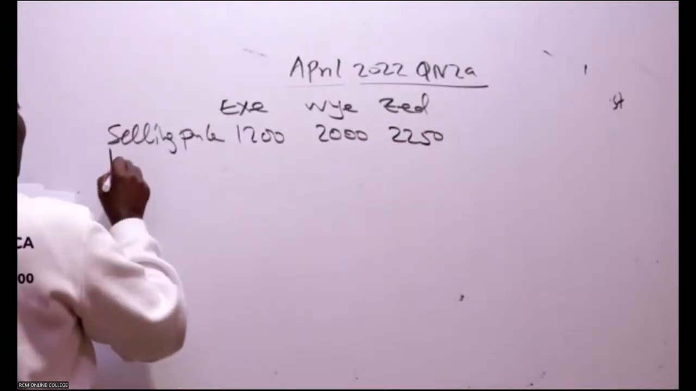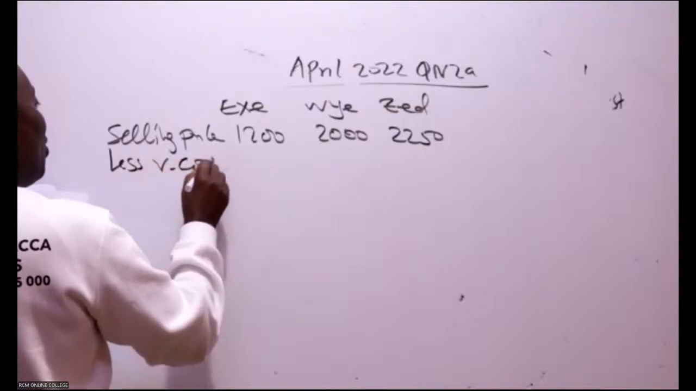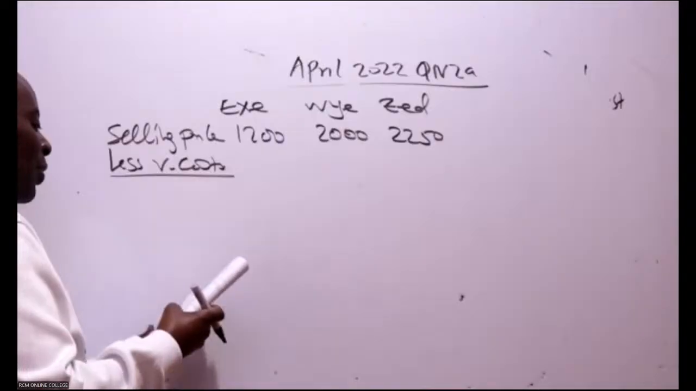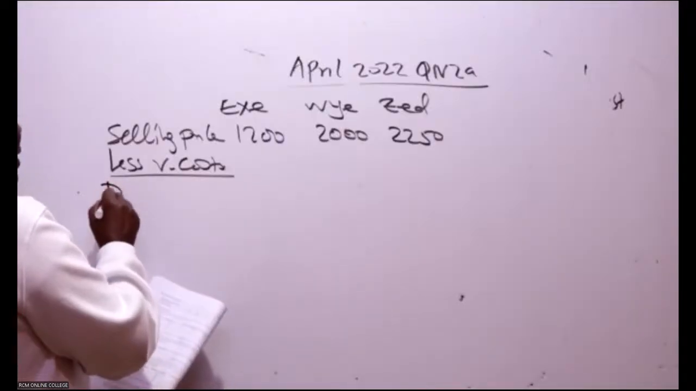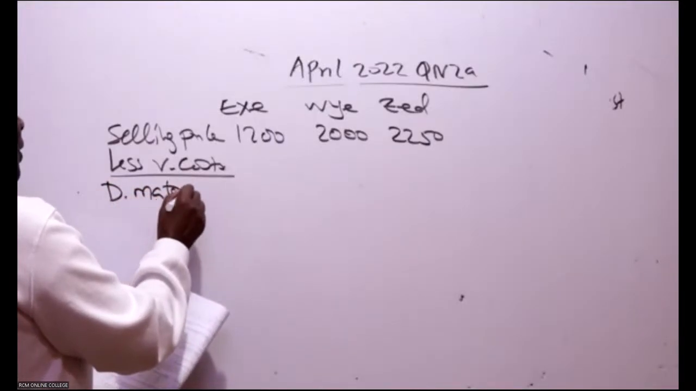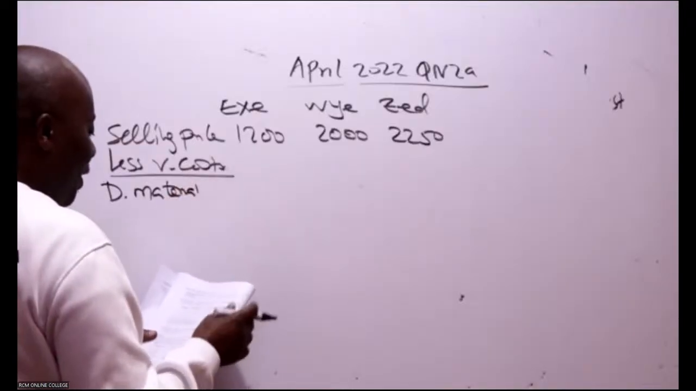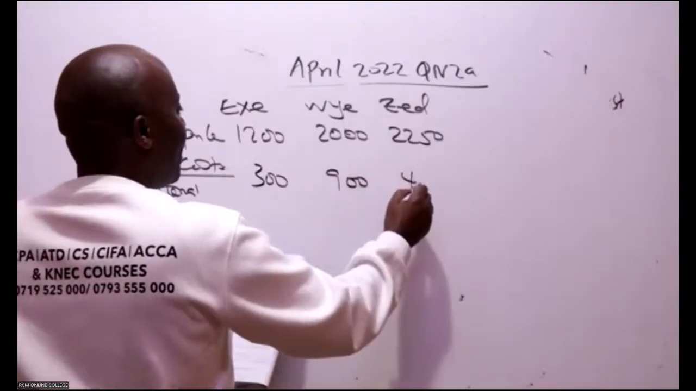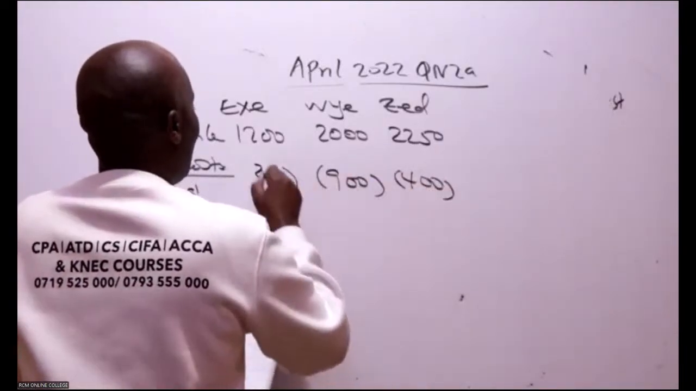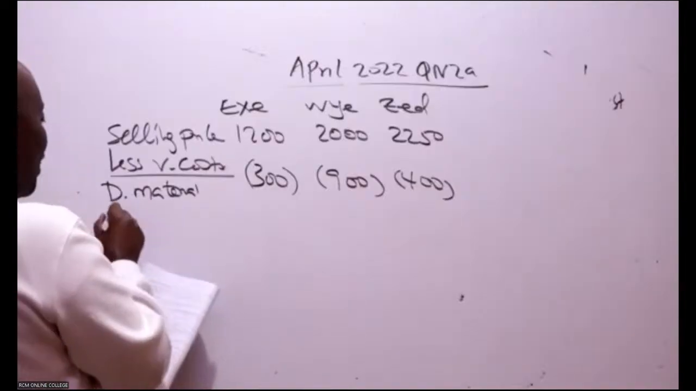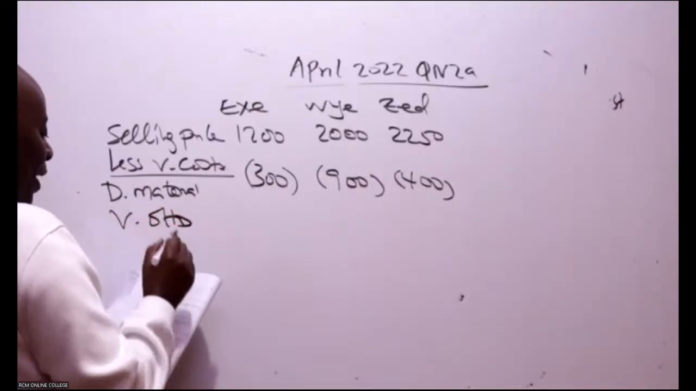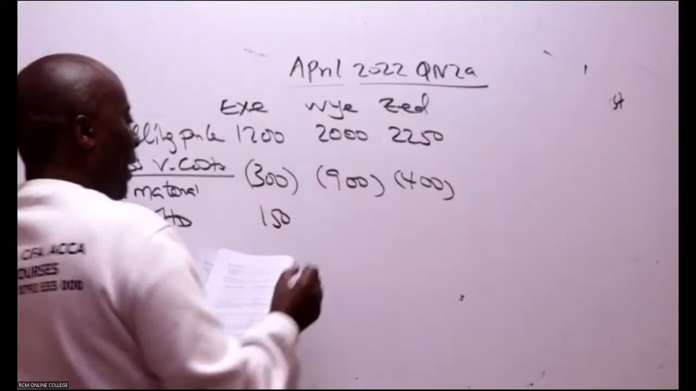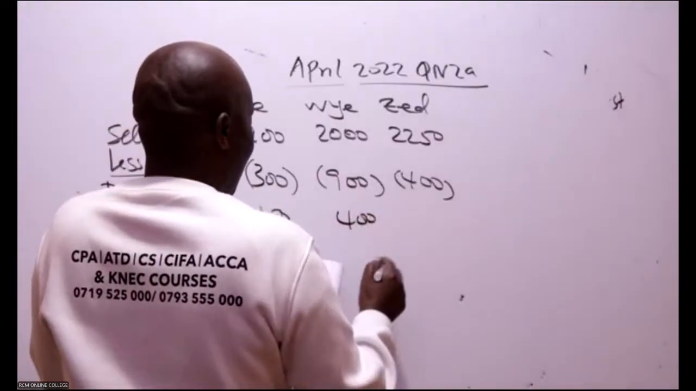Then we less variable cost, and I can enumerate them. The first variable cost is called direct material cost. Direct materials: I can see 300, 900, and 400. From there, I have variable overheads: 150, 400, and 450.